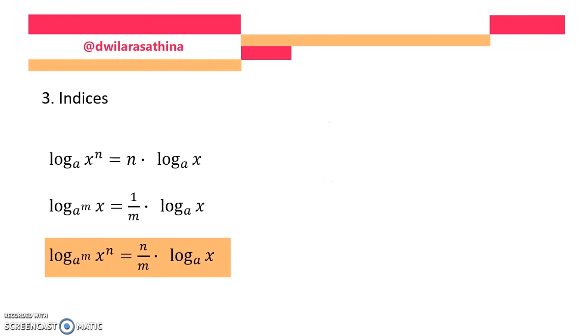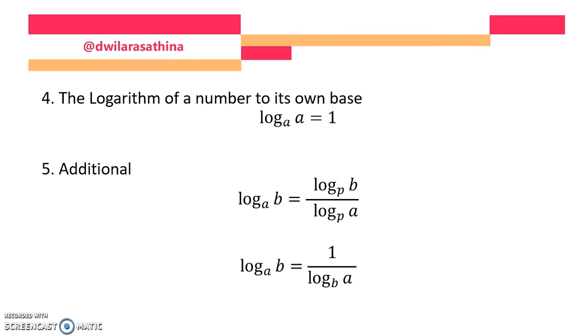Alright, the next law is the logarithm of a number to its own base. Okay, this is clear. Log to the base a of a is equal to 1, because a to the power of 1 is a. And these are additional laws.